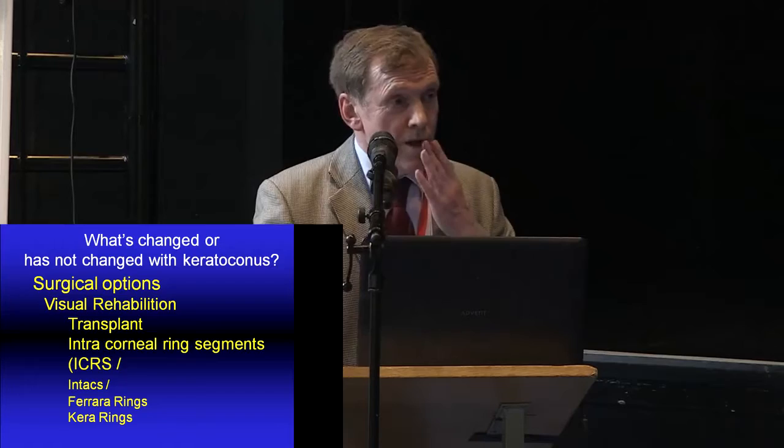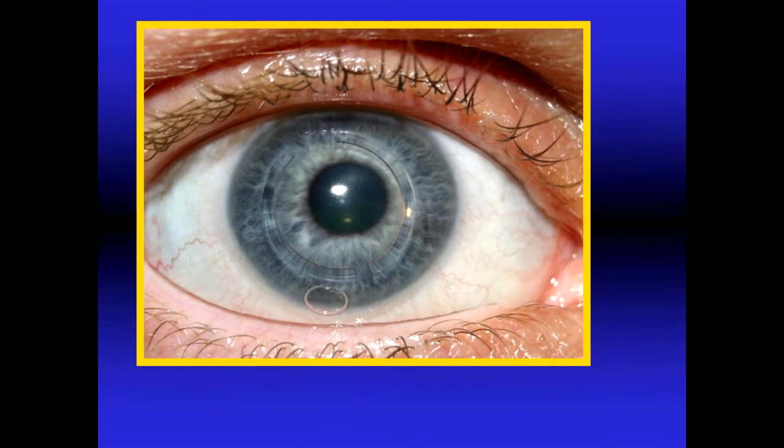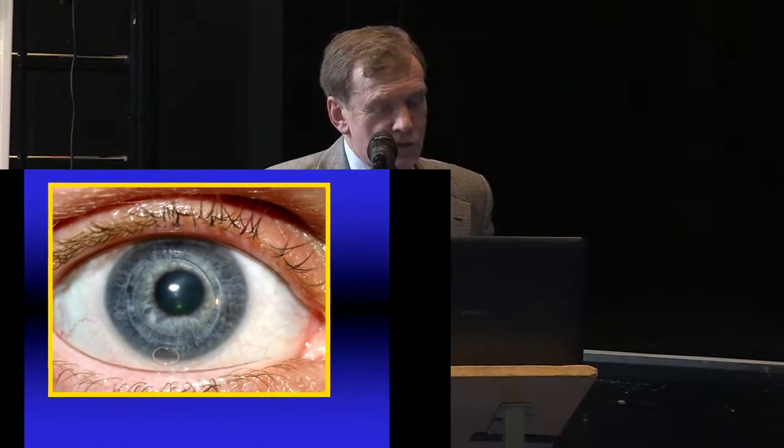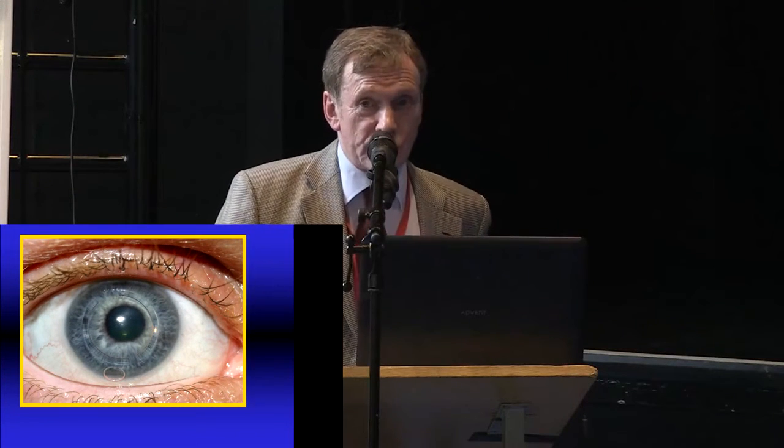And this is one that I photographed. There's a little bubble. Can you see a little bubble, lower fornix? That's because this person has a scleral lens on.